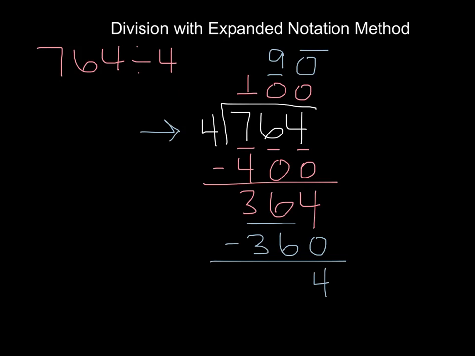I know that I can multiply 1 times 4 to use up those 4 and end with a remainder of 0. Now I teach the kids to use a bracket to represent their process of adding each of those partial quotients. 100 plus 90 plus 1 gives me a quotient of 191 with no remainder. In conclusion, 764 divided by 4 equals 191. This was a closer look at how to divide using the expanded notation method.